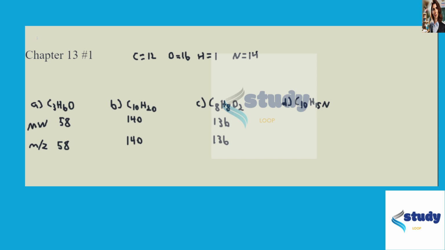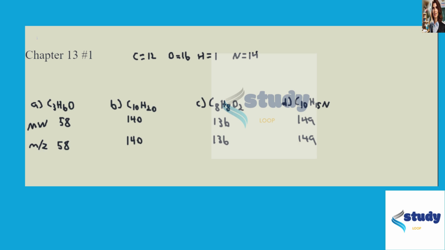So for D we have 12 times 10 is 120, 15 times 1 is 15, so 135 altogether, and then nitrogen has a weight of 14 for a total of 149. And so again, that's also going to be our molecular ion.